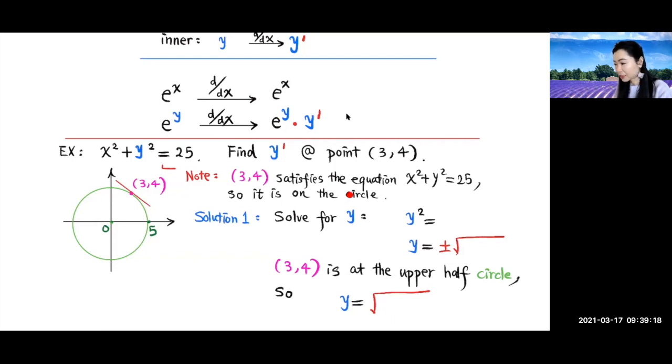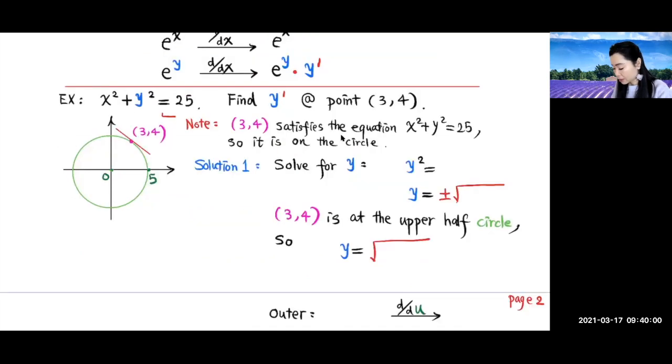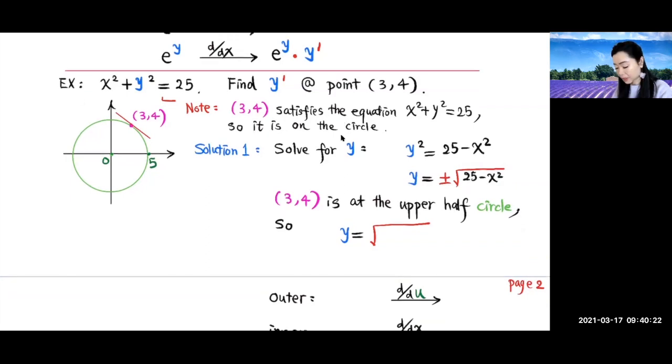Okay. So first, solution 1. We're going to solve for y. To solve for y, we first isolate y squared. So y squared is equal to 25 minus x squared. To solve for y, we take the square root on both sides. So you have y equal to plus or minus square root of 25 minus x squared. Because this point is on the upper half of the circle, you only take the positive root, right? So y is equal to the positive root of 25 minus x squared.